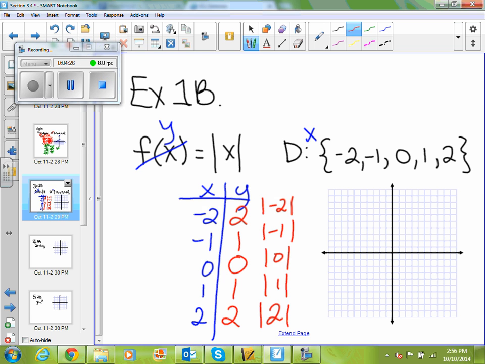Perfect. So then if we go to negative 2, 2 tells me to go back 2 and up 2. Negative 1, 1 tells me to go back 1 and up 1. 0, 0 stays at my origin. 1, 1 tells me to go over 1, up 1. And 2, 2 tells me to go over 2, up 2. So I end up with a graph that looks like a V. You should get a graph that looks like a V for absolute value. You either get a graph that looks like this for absolute value, or a graph that looks like this for absolute value.